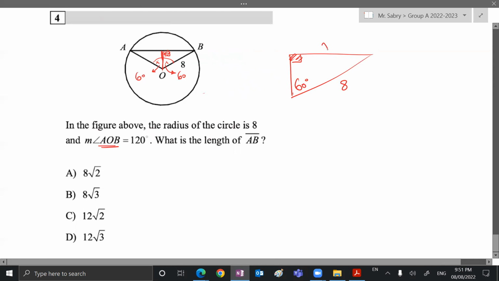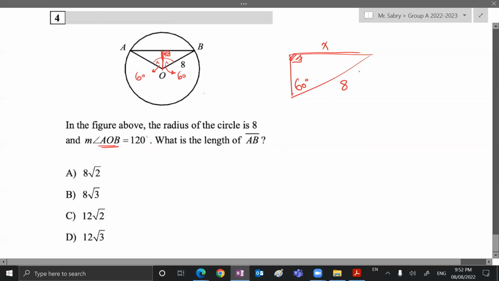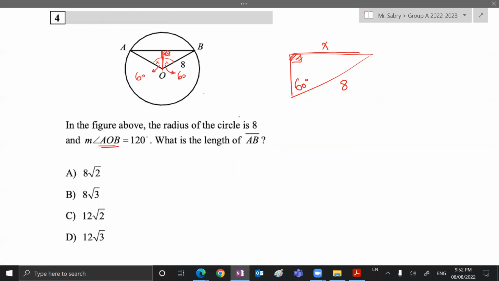Can I get the length of this side here, this part here? Yes, we can. We can get it through actually more than one way. We can definitely. Does this count as a special triangle? Yes, because it's a 60-90 triangle, so definitely it is special.